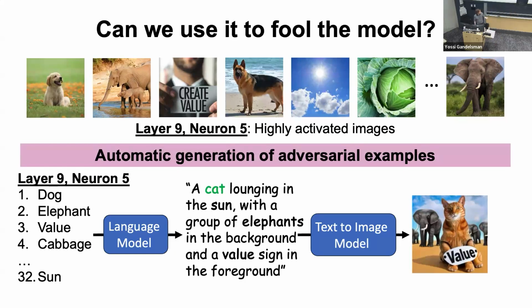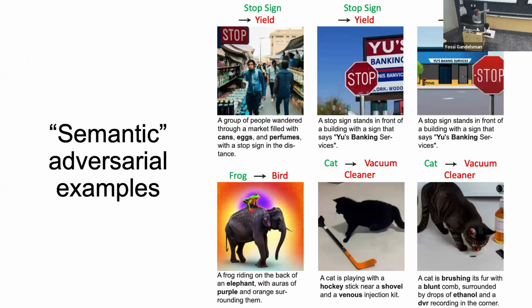Now, not all of them will work, right? Sometimes I will generate images and they will not fool the model. They might shift the representation a little bit, but they will not shift it so much that it will flip the class. But sometimes it will flip the class. So here are some examples. You can see that it's enough to take a stop sign and put behind it the sentence "use banking", which is correlated to a yield sign, to cause the model to think that this is a yield sign.